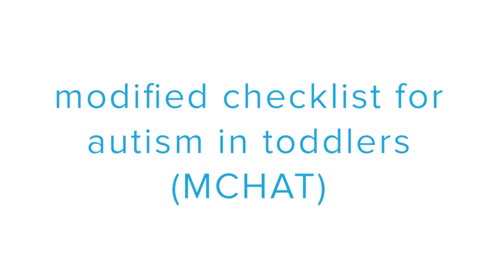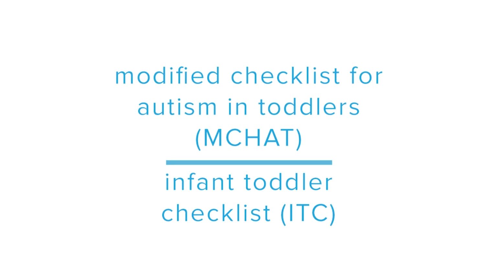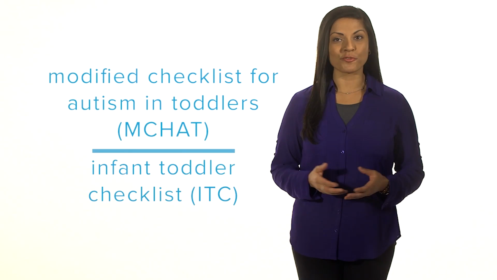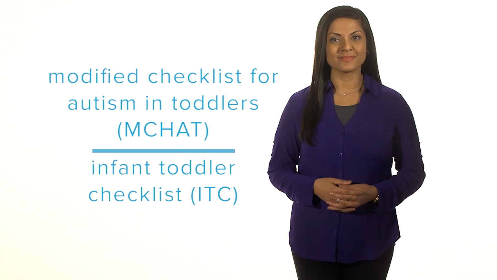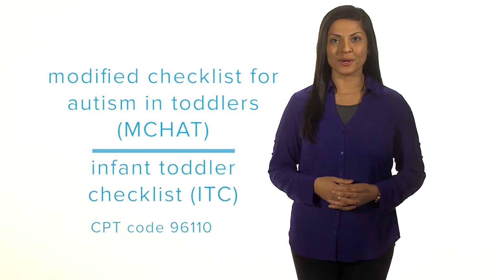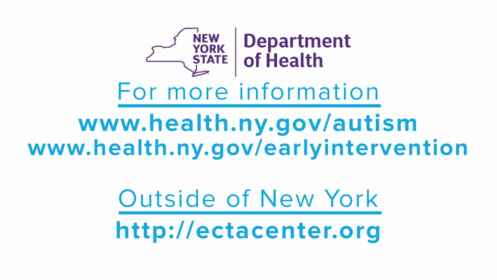Screening tools created specifically for ASD are also available and are used at 18 and 24 to 30-month well-child visits, including the Modified Checklist for Autism in Toddlers with Follow-Up Interview, M-CHAT for short, and the Infant Toddler Checklist, ITC. Both of these resources are free to download, print, and score, and are listed under CPT code 96110. For more information on developmental screening tools, visit the New York State Department of Health websites on your screen.